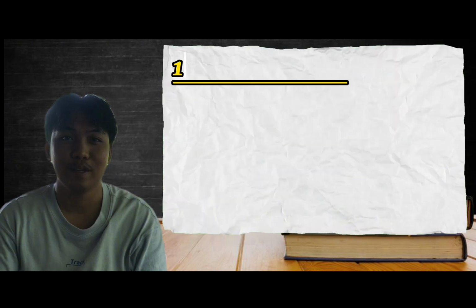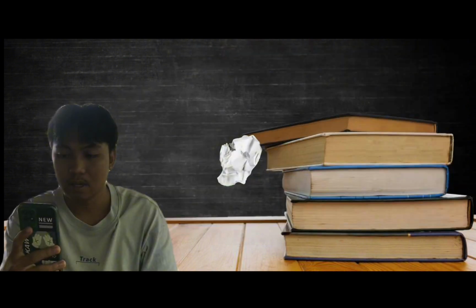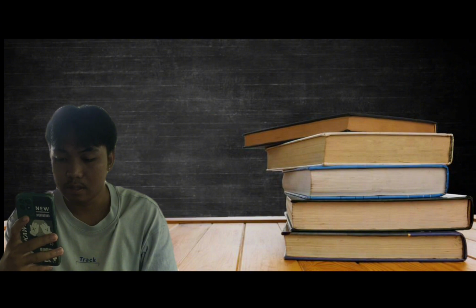Number 1, marginal cost. The marginal cost is the change in total production cost that comes from making or producing one additional unit. It's calculated by dividing the change in production cost by the change in quantity. You can use marginal cost to determine your optimal production volume and pricing. Marginal cost includes all of the costs that vary with that level of production.